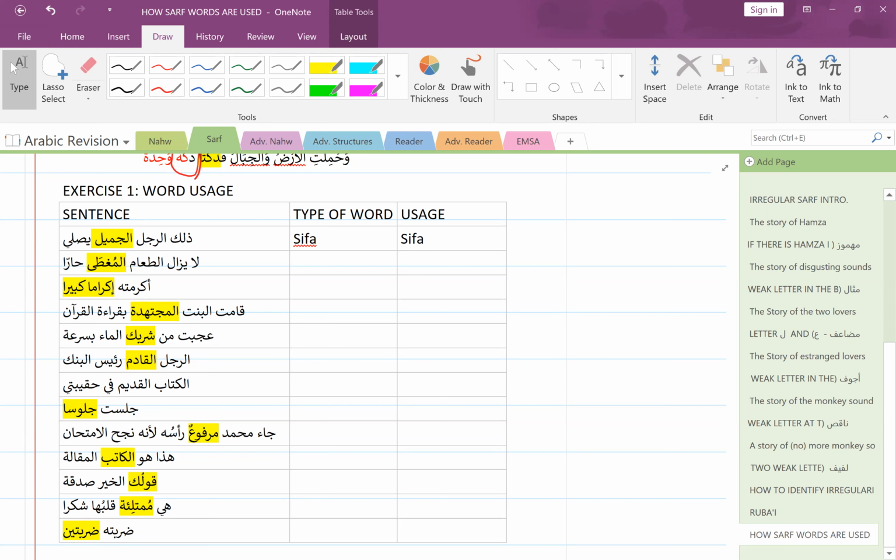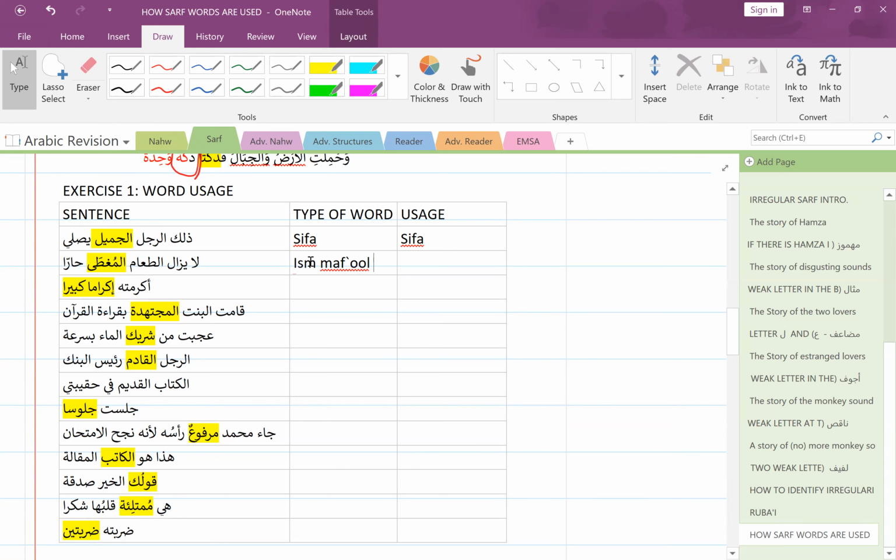Then we have لا يزال الطعام المغطى حارا. المغطى is ism maf'ul. Yes. We just did naqis. We said naqis follows the pattern muf'an. Like in the big families, we had mulqan, musamman, mustawfan. So that's the ism maf'ul in naqis for the big families. This is the same thing.